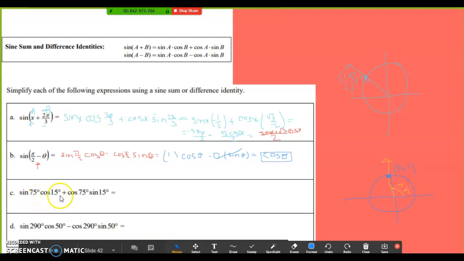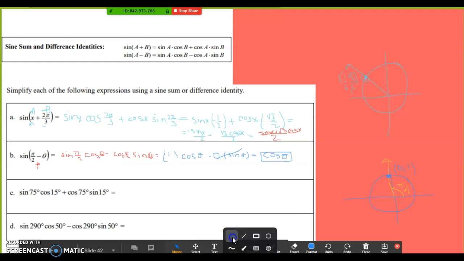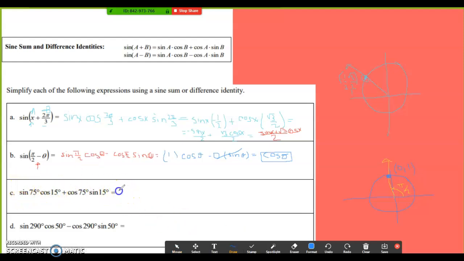Let's move on. Now this one, they actually give us an expression. They say sine of 75 degrees times cosine of 15 plus cosine of 75 times sine of 15. Does that sound familiar? Yes, it does. It sounds like our sine sum formula. So we're actually going backwards here. So if I simplify this, I could say, hey, what this is saying is this is just the sine of 75 degrees plus 15 degrees, right?